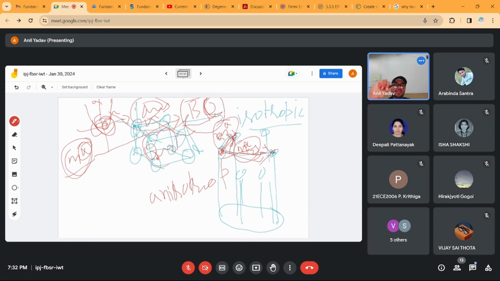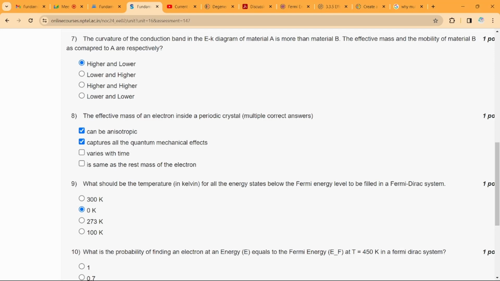Because of this m star only, you can apply the classical model, the classical mechanics, the physics laws. Force is equal to mass into acceleration. Just use the m star and you can do your calculations directly, just because this m star captures everything.